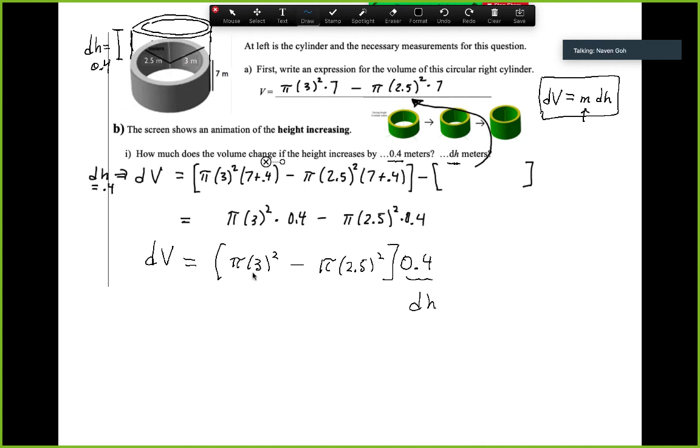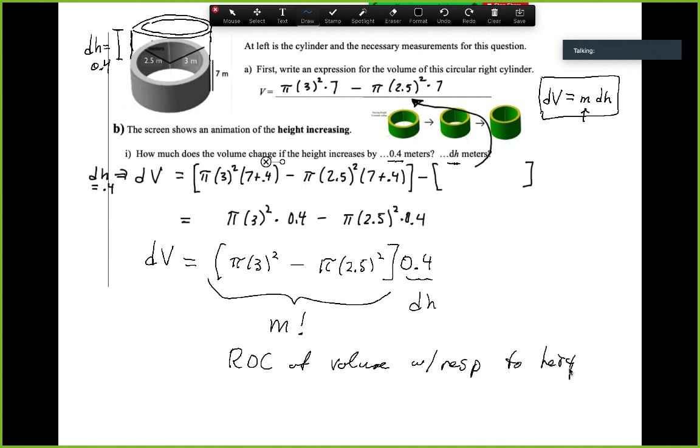Pi 3 squared minus pi 2.5 squared. Right, this thing right here, that's our m. The rate of change. So the rate of change of volume with respect to height is what? Pi times outer radius squared minus pi times inner radius squared.